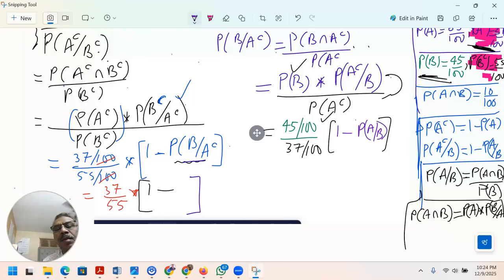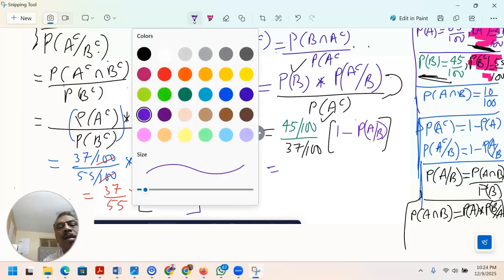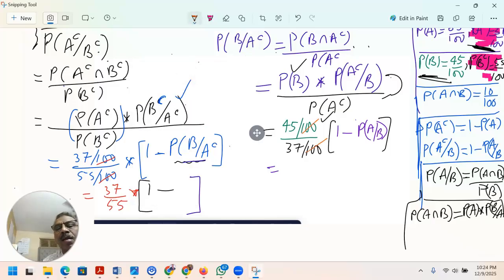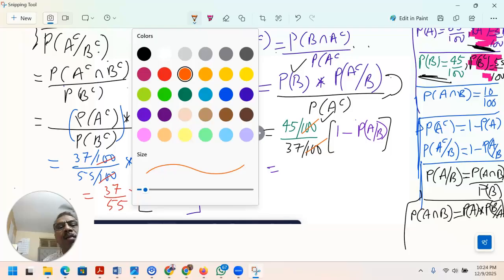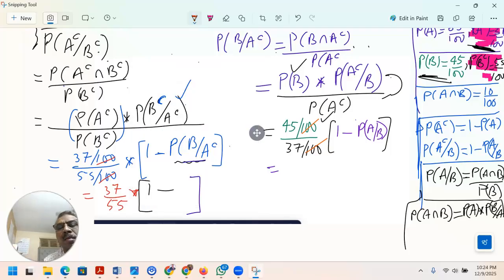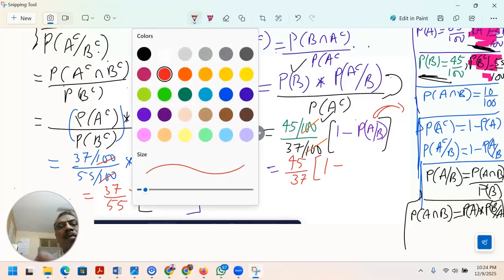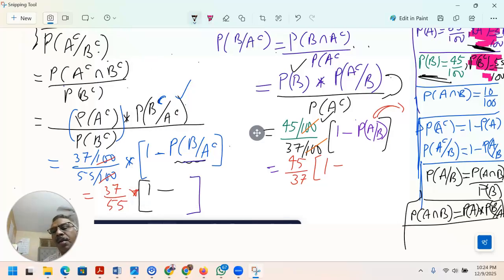Now in this case, we can cross out this 100, and what I'm left with is 45 divided by 37, and in this case it is 1 minus A and B. Now we have to figure out also what is A and B, and for this we'll have to do another separate work here. I don't have room, but I'll try to show. Let me see, and then I'm going to wipe it off.